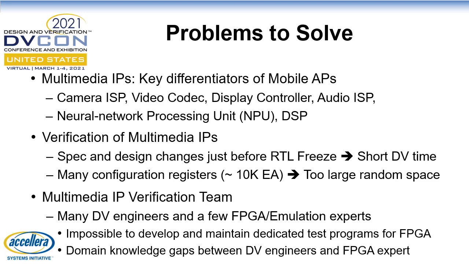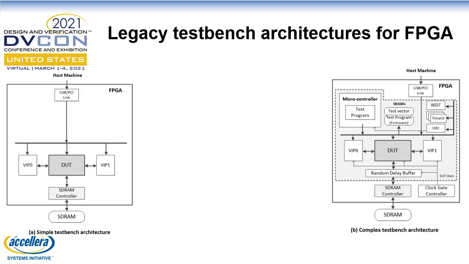One common challenge of multimedia IP verification is that they have so many configuration registers for trading off image quality, performance, and power. Many configuration registers mean a very wide random space which cannot be covered by simulation in the allowed short DV time. So, in multimedia IP verification, FPGA or emulation-based massive regression tests are mandatory.